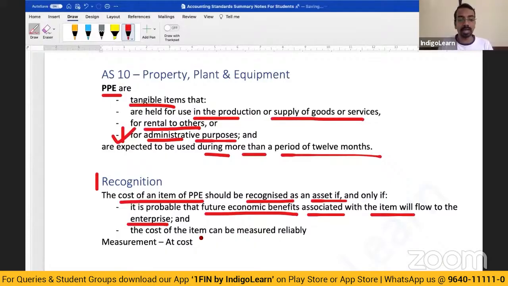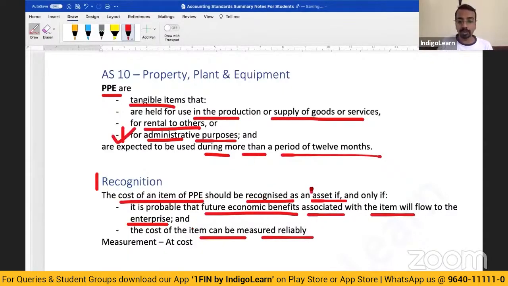Then, cost of the item can be measured reliably. Second condition is generally satisfied, because when you are buying an item of PPE, then cost can be measured reliably. You know what is the amount you are paying. But sometimes it may be possible that you are not able to measure the cost because you are buying it in exchange for some other item for which you don't have a value. That may be a very remote situation, but generally the second condition is satisfied. The most important condition is the first one. Future economic benefits associated with the item will flow to the enterprise.